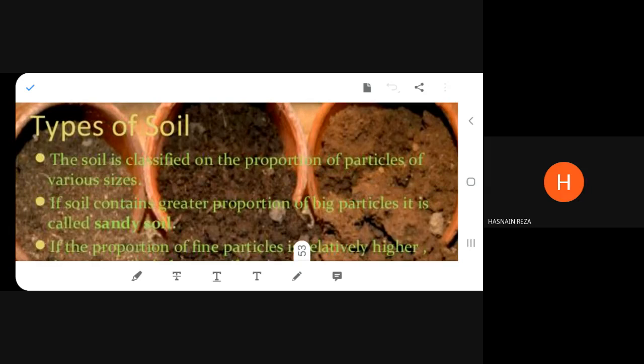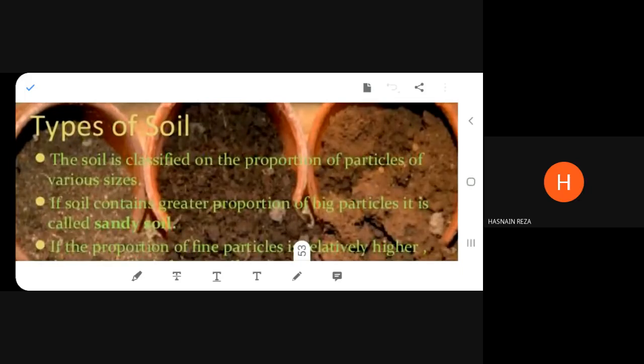Types of soil. The soil is classified on the proportion of the particles of various sizes. Don't read it wrongly, beta. Please be careful. Sakina, why are you adding extra words in between? Of various sizes. Thank you.